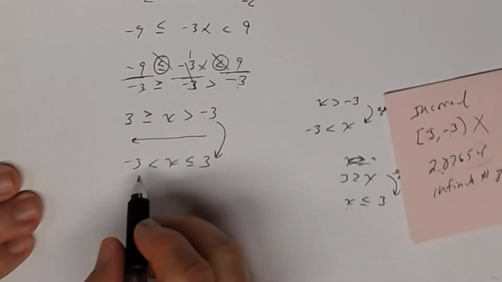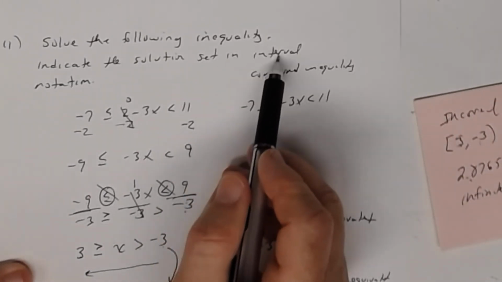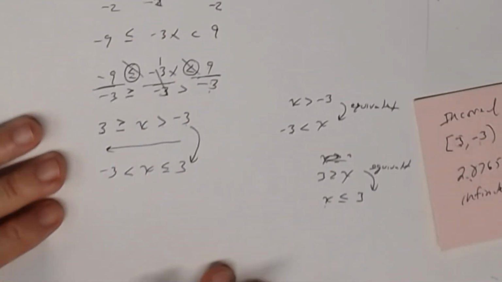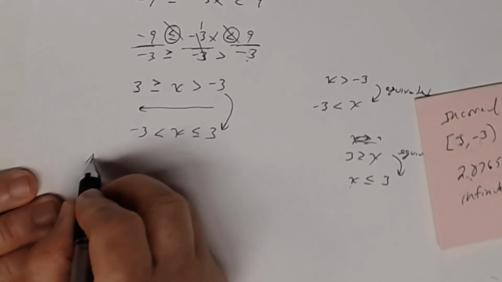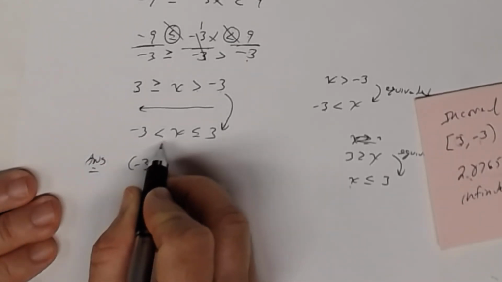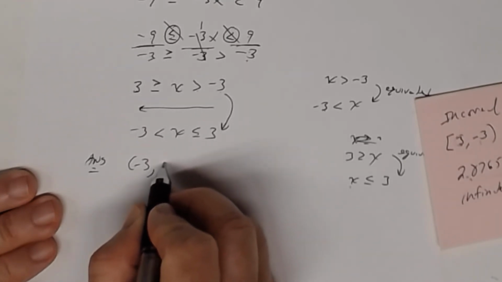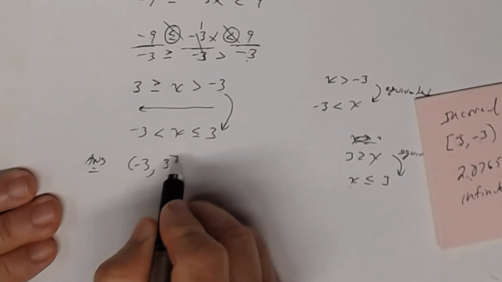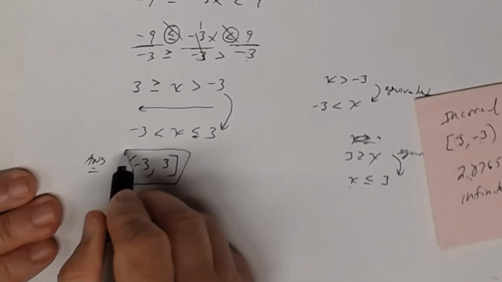So since there's an infinite number of solutions, we can write the solutions in interval notation, or we can graph it. Now, in this case, I just asked for interval notation, so the answer you would have to give me is this. You have to say -3 in parentheses because there's no equal sign, -3 is not a solution, comma, and then +3 with a bracket because +3 is a solution. See that equal sign? So that's your interval notation.